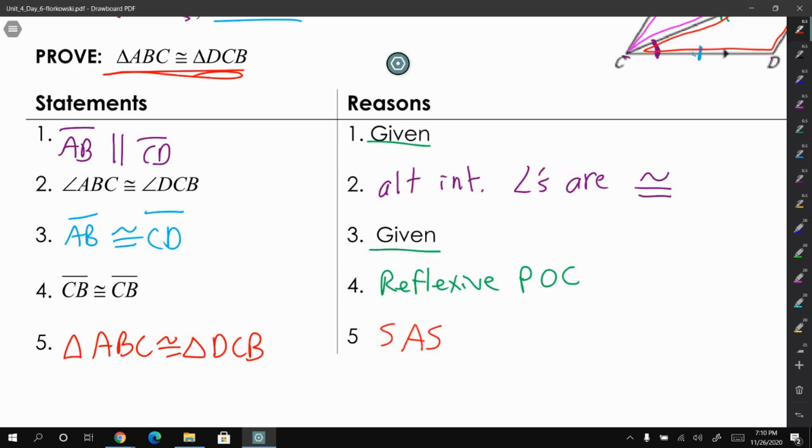But we're going to be talking about some other ones later on. So it's really important that right now you have a good understanding of side, side, side, and side angle side and how they look, so that when we look at different ones, you can see how they are different than the two that we've already talked about.